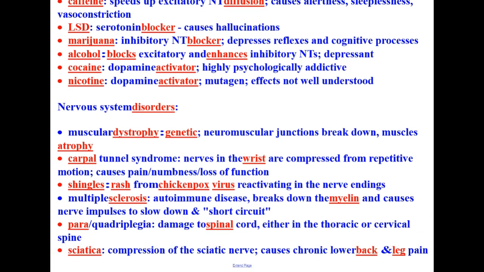Lastly, sciatica, which many of you may have heard about, and this is a compression of the sciatic nerves, which causes lower back and leg pain. It's very chronic and can be at times a very painful disorder.